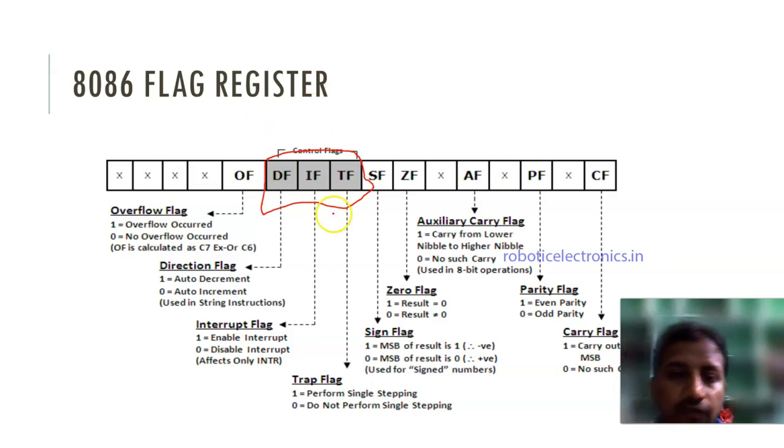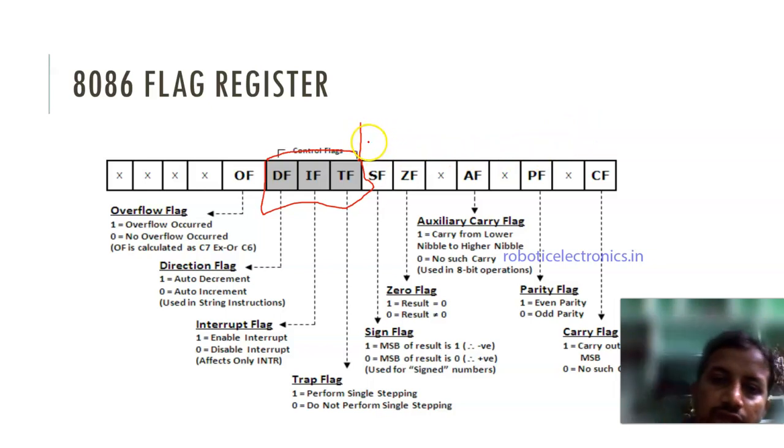So in total it is a 16-bit flag register, out of which 9 flags are active. When you look at the lower 8 bits of this flag register, it is similar to the 8085 flag register, which is an 8-bit flag register. The 8 bits of the 8085 flag register are similar to the lower 8 bits of the 8086 flag register.